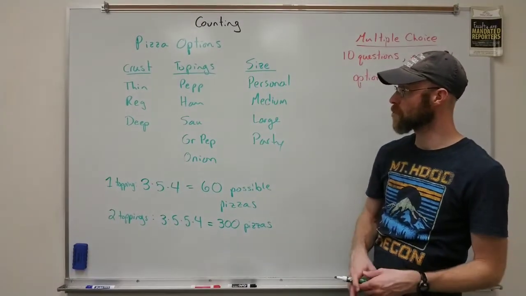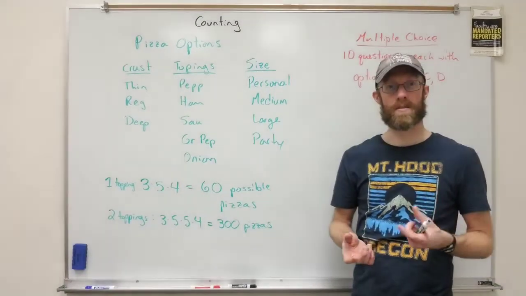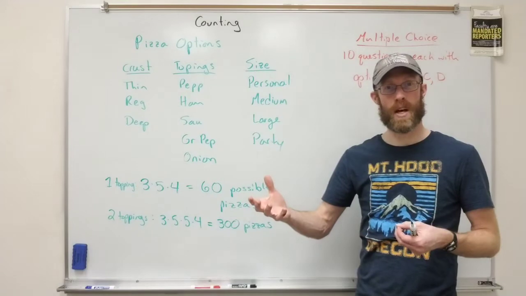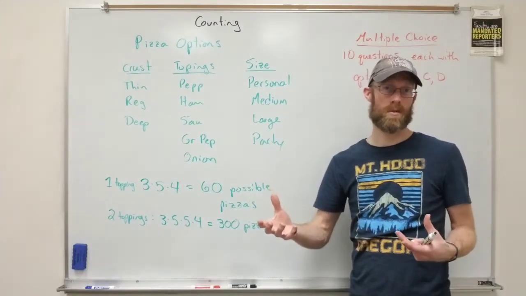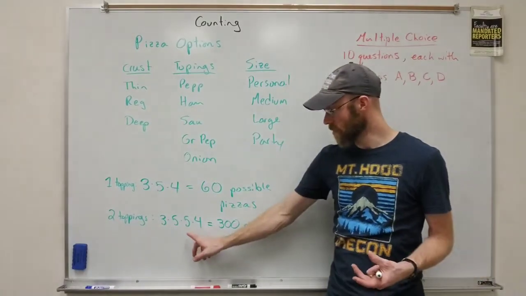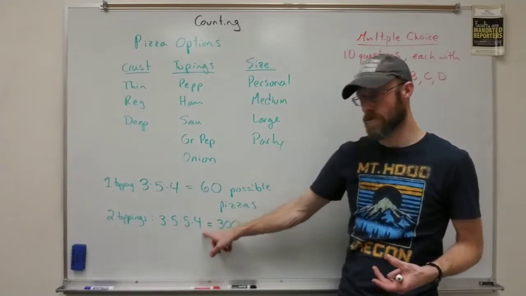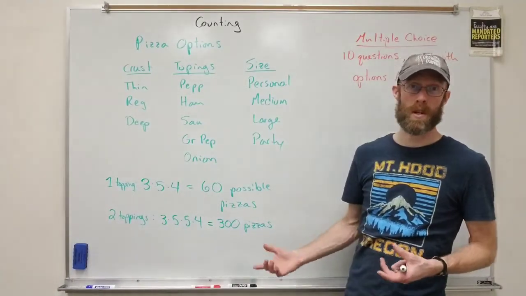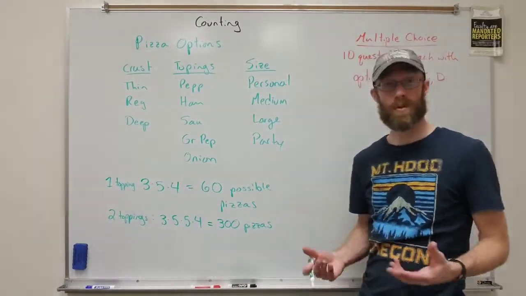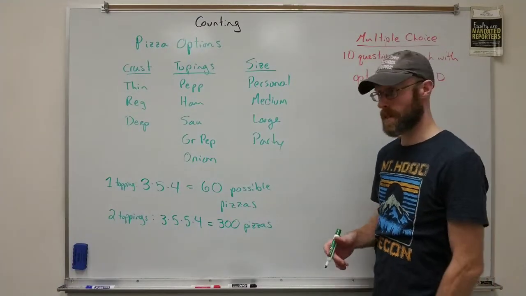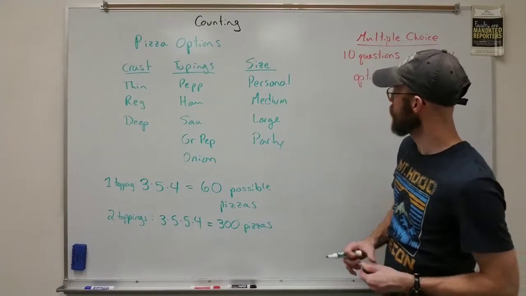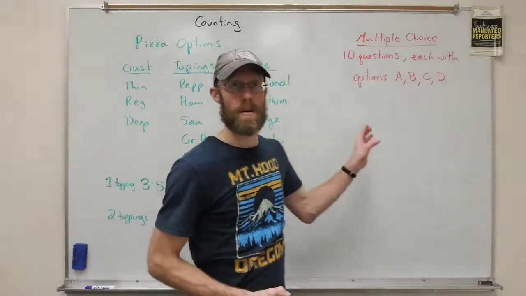And of course, if you couldn't repeat toppings, if you chose pepperoni as your first topping and you couldn't use that as your second, then you'd have 3 times 5 times 4 times 4, which would be 240. So it would be quite a few less, but that would limit things. Anyway, let's look at another example here.